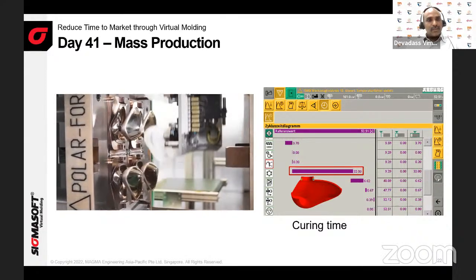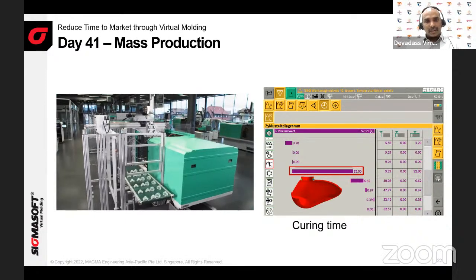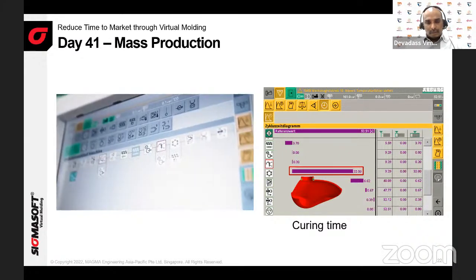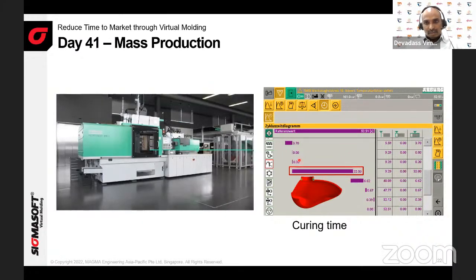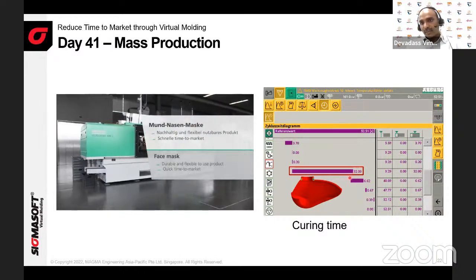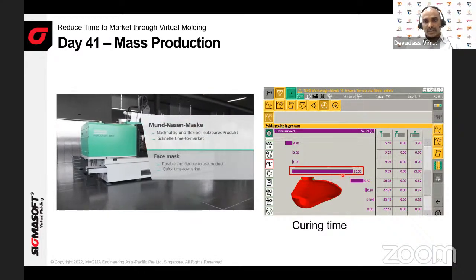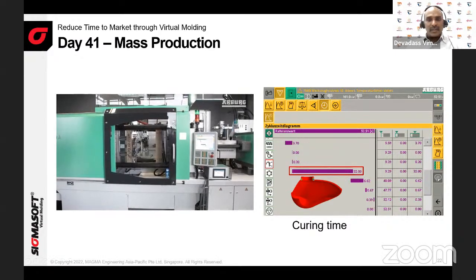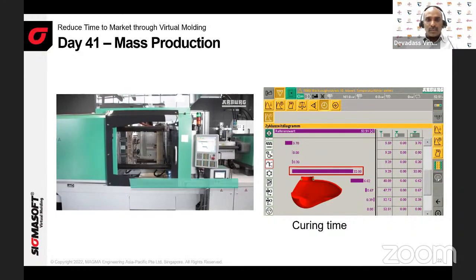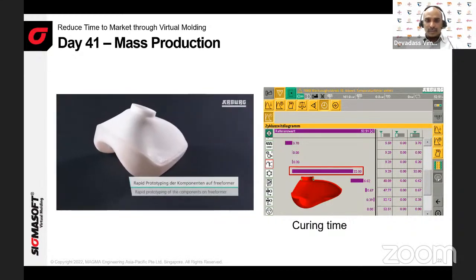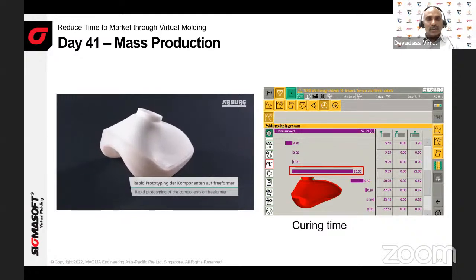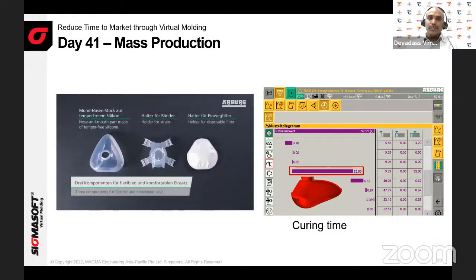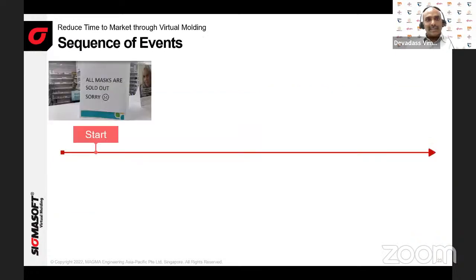So if you see, this is the 4-cavity mold running in the AUG machine. And the important thing, you can see the setting is around 32 seconds of curing time, which we identified in our simulation software in the first stage of material selection. So we use the same setting that we optimized in SigmaSoft to start the mask production.